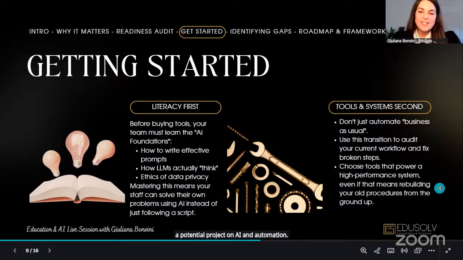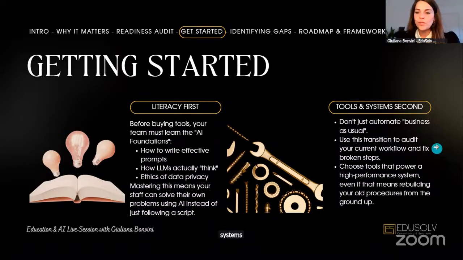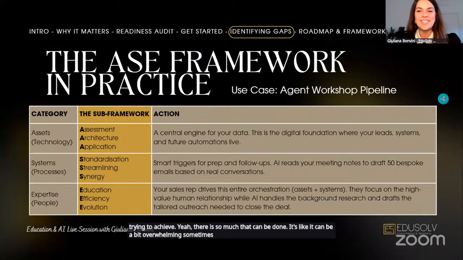And then, of course, choose the right tools for the right circumstances, the right procedures, the right systems. It really depends on the goals. It really depends on what you're trying to achieve. Yeah, there is so much that can be done. It can be a bit overwhelming sometimes because really there is a lot that can be done.